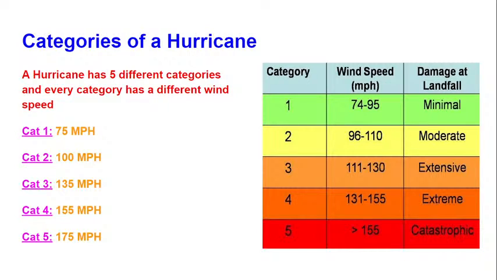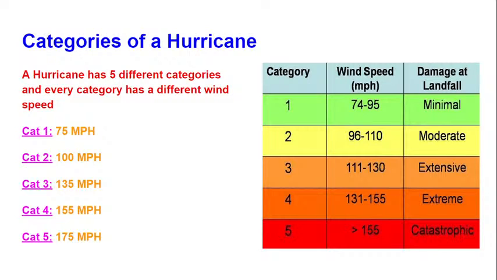Category 1 goes from 74 to 95 miles an hour. The damage at the landfall is minimal. As you go down to Category 2, that is 96 to 110 miles an hour with moderate damage. Category 3 goes from 111 to 130 miles an hour, and that is extensive. Category 4 goes from 130 to 155, and that is extreme. And then any winds greater than 155 miles an hour is catastrophic. Now I'm going to turn it over to you, and I'm going to have you talk about the evacuations.